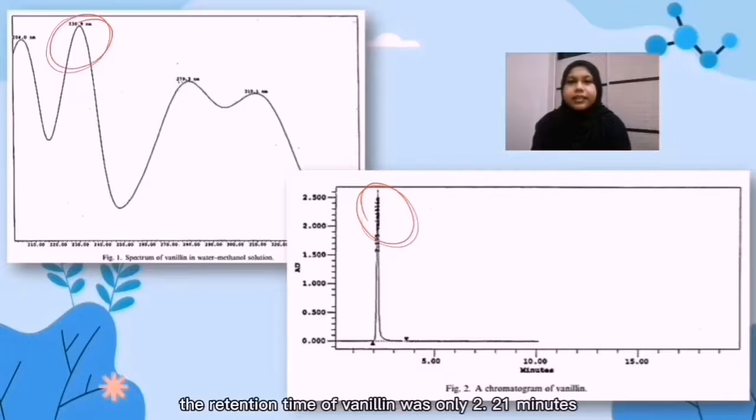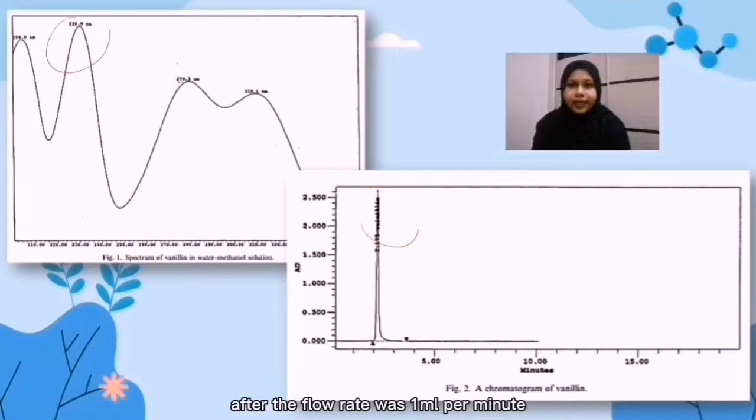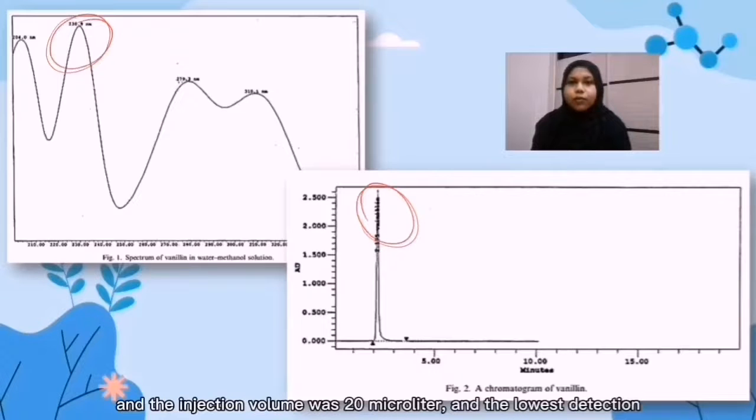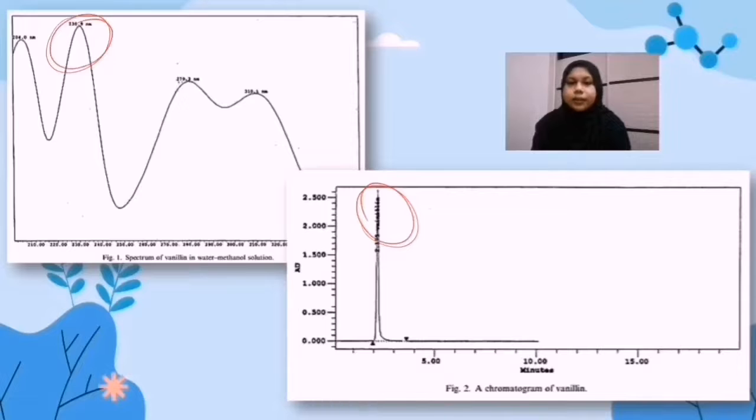Last but not least, the retention time of vanillin was only 2.21 minutes and at 231 nanometer, after the flow rate was 1 ml per minute and the injection volume was 20 microliter, and the lowest detection limit was below 0.1 microgram per 20 microliter of injected sample.